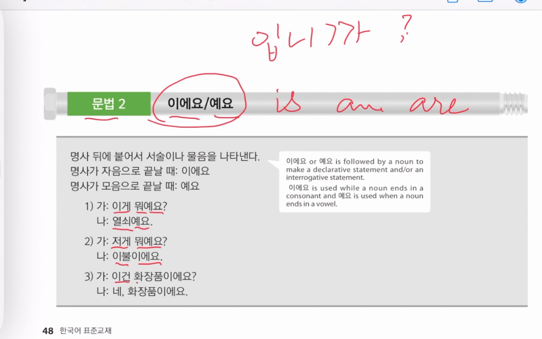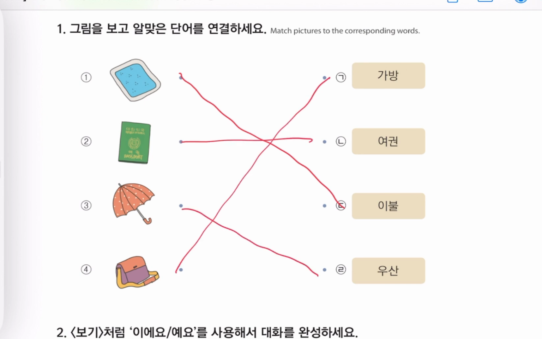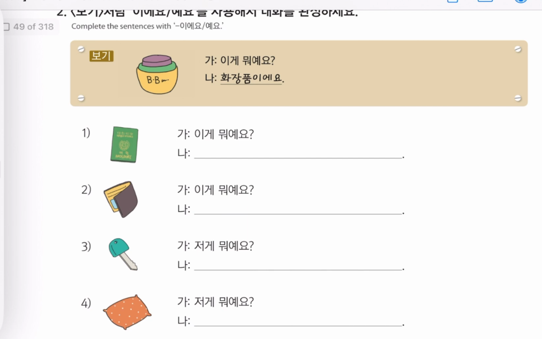Egon, this thing. 화장품 이에요. This is 화장품, cosmetics. 네, yes, 화장품 cosmetics 이에요. Just, these are cosmetics. Number 1, 이불. Number 2, 여권. Number 3, 우산. And number 4, 가방. Now we will complete the sentence with EAO and YEO.